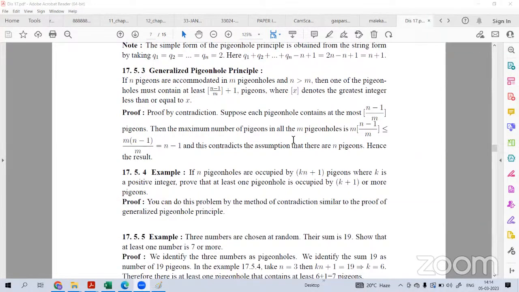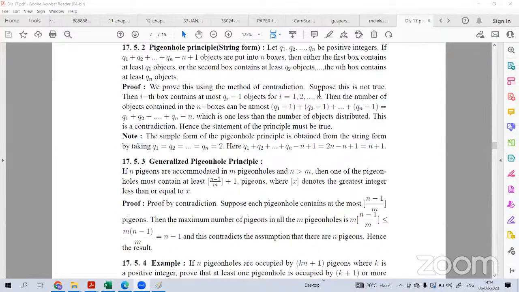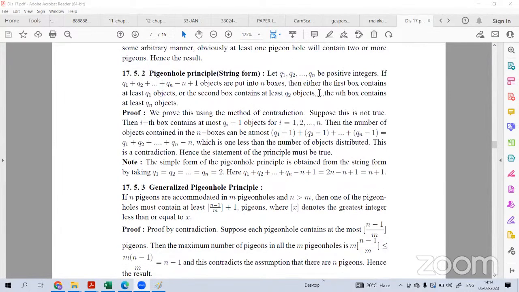Sir, sorry to interrupt. This string form is just another form of the same principle? Yes, it is the reverse, the opposite way. Just a small example: 5 balls I am keeping into how many boxes? 3 boxes.